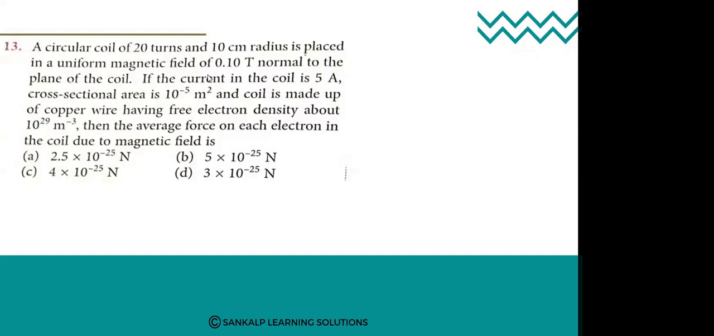So here you need to calculate the force. Number of turns, capital N, value is given. Radius is given. Magnetic field. Then area, current, and small n value. These all values are given. You just note down the values first. Capital N, radius, magnetic field, current, area, and the value of small n is 10 raised to 29.